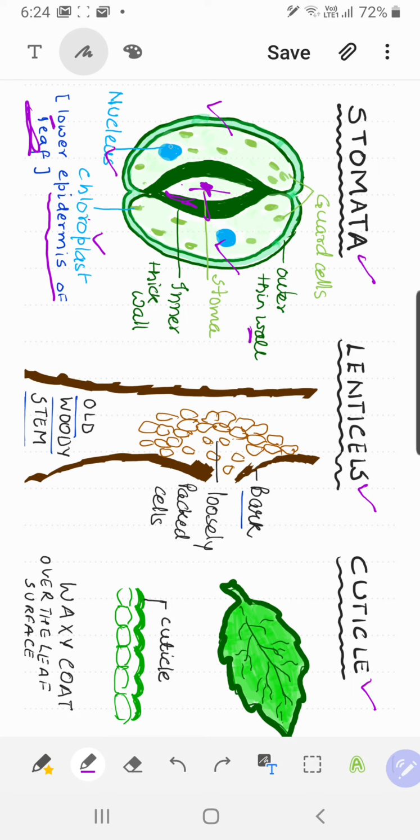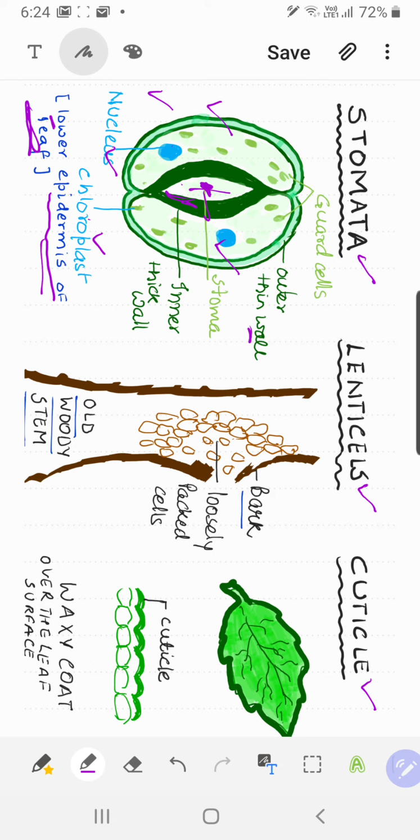If ever the diagram of guard cell or stomata is asked, you will draw this. And if ever the location of stomata or guard cell is asked, for stomata you will write lower epidermis of leaf, and when guard cells are asked, you have to use your mind there. For guard cells you will write that they surround the stomata on the lower epidermis of leaf. Guard cells surround the stomata on the lower epidermis of leaf.